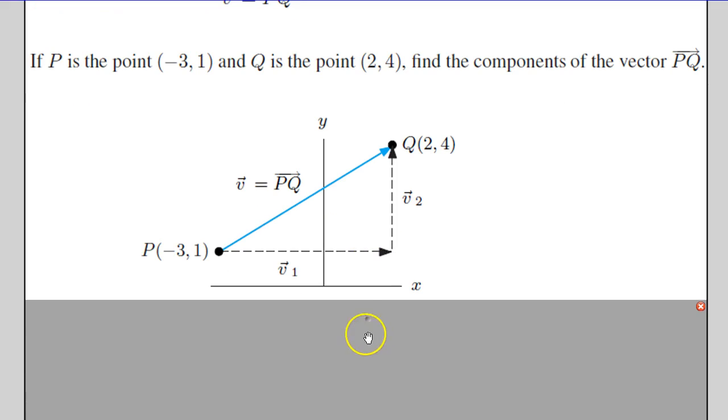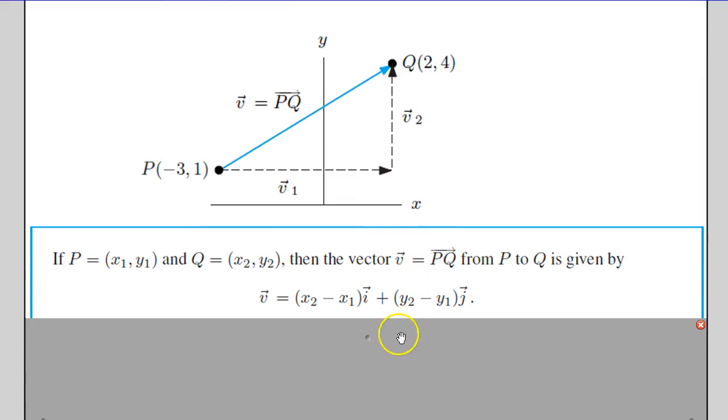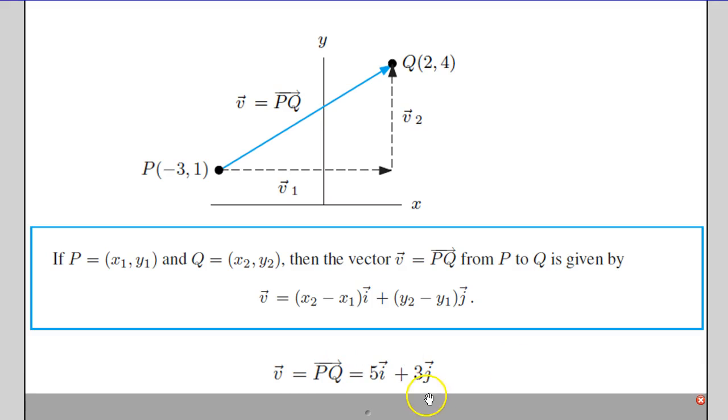We form a right triangle, and what we know is that the length of this can also be found without using cosine, just by taking the difference between the x values. So -3 and 2, the distance is 5, and the distance between the y values will tell you the length of this, which is between 4 and 1, which is 3. And so now we have something that looks like this, where i is universally understood to be the unit vector in the east-west direction, and j is understood to be the unit vector in the north-south direction.